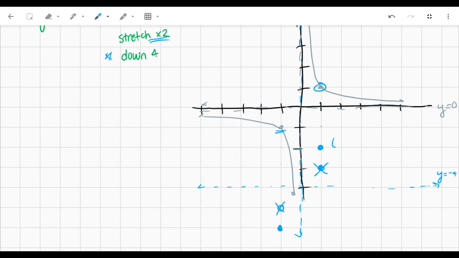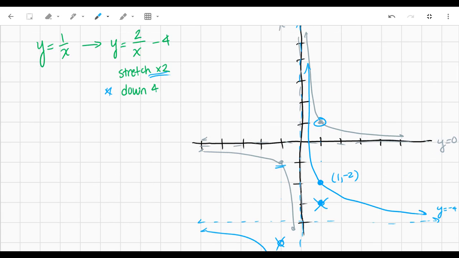Okay, so this point is at 1, -2. This point is at -1, -6. Okay, and I'm going to draw in my shape then. Okay, you might need some practice on those a little bit, and I can help you too. But there you go.